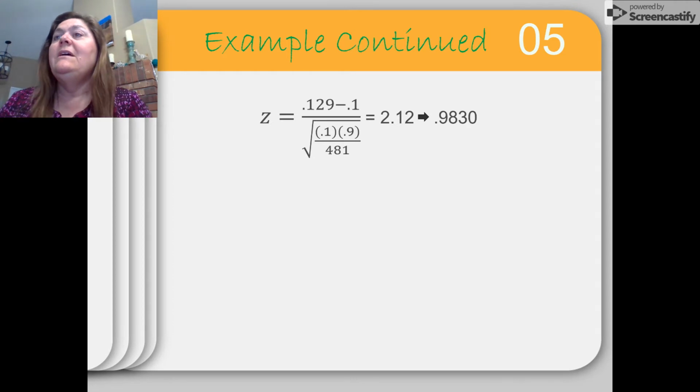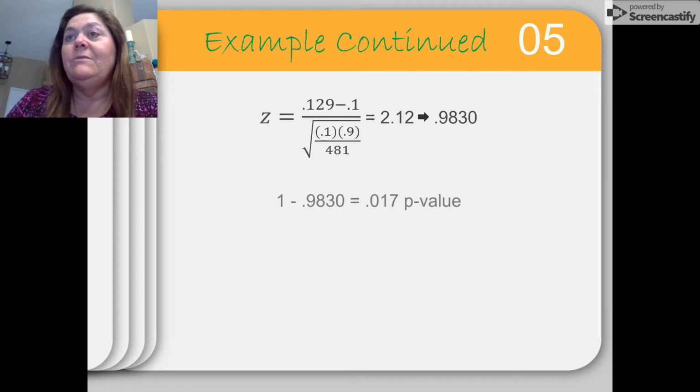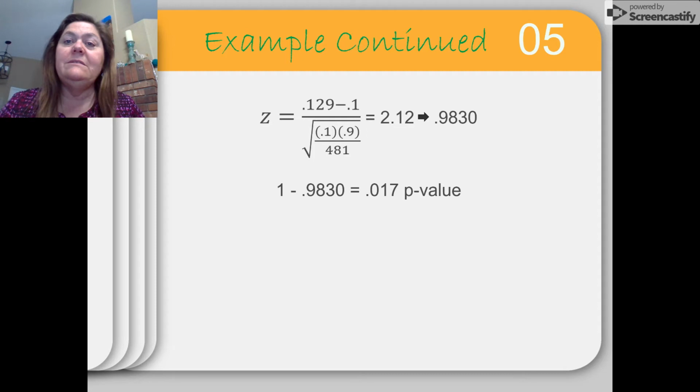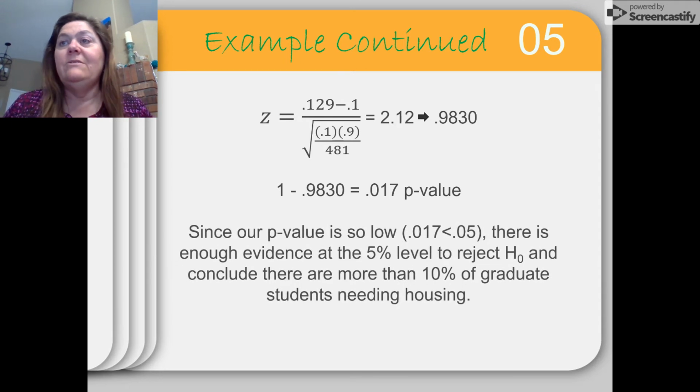Going to the z table, that goes to 0.9830. We're doing a greater than test, so I'm sure you know what has to happen next. We're going to subtract that from 1, and so our p-value is 0.017. Just like for the mean test, you're going to now compare that p-value to your alpha and write your conclusion.